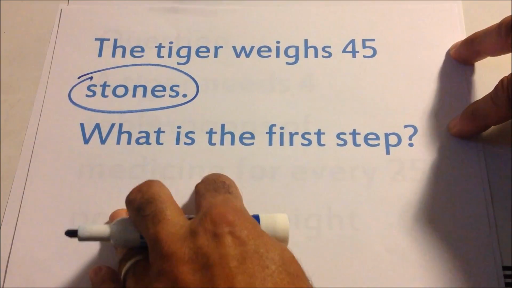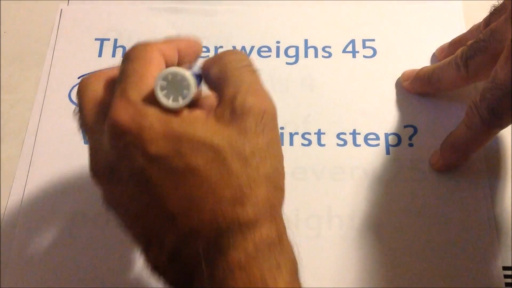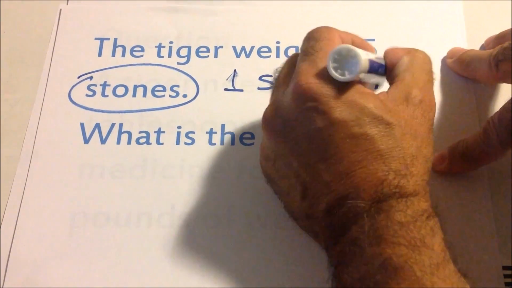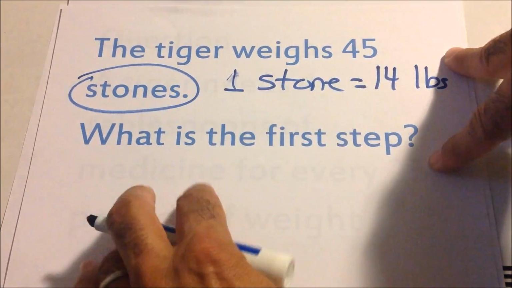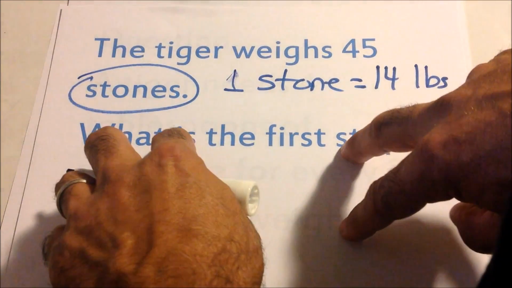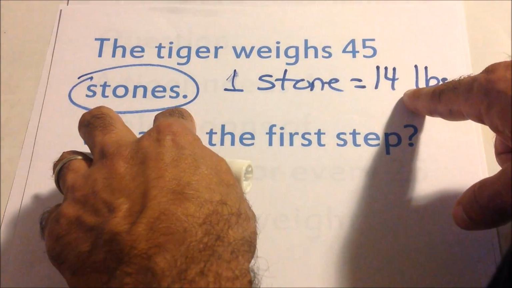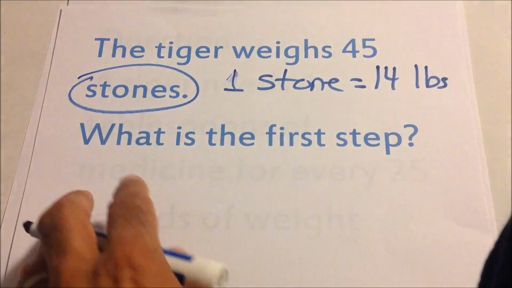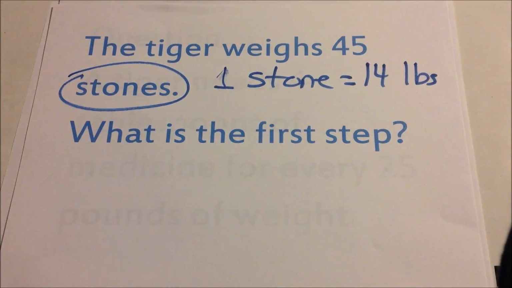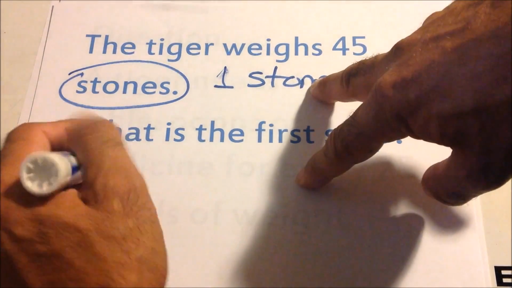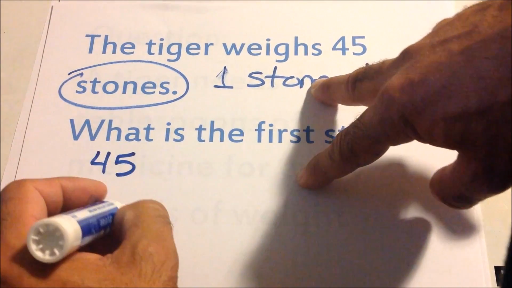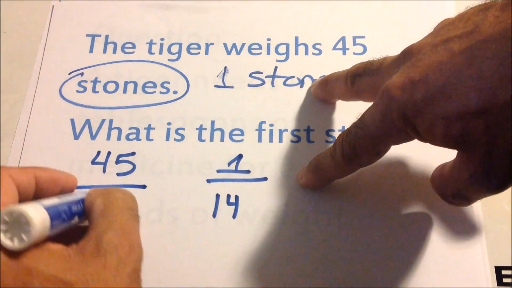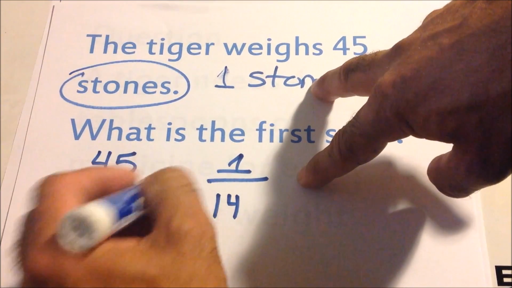Well, a stone, in England, they use stones. And 1 stone is 14 pounds. So there's our first thing. So now we know that the tiger weighs 45 stones, and 1 stone is 14 pounds. So what do we do next? If he weighs 45 stones, and 1 stone is 14 pounds, 45 stones is what? There's our equivalent ratios again.